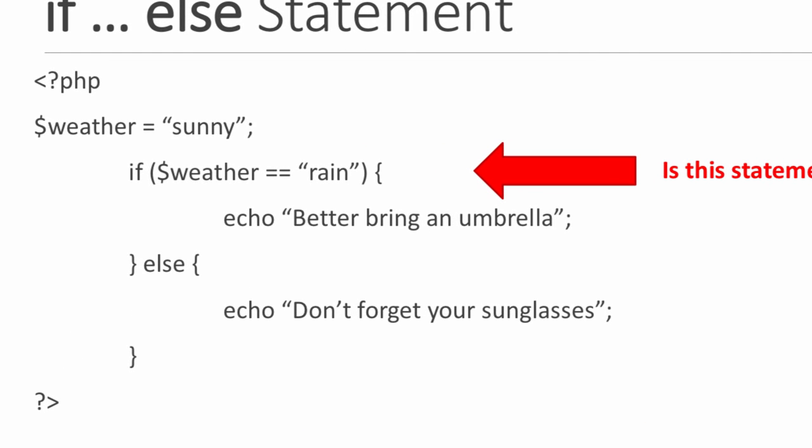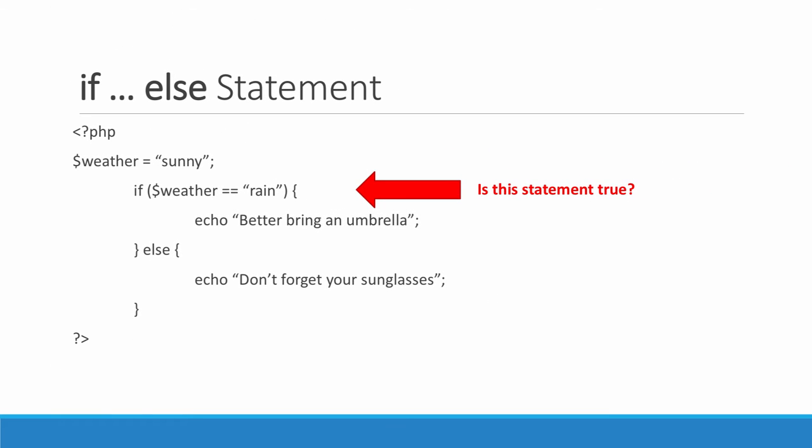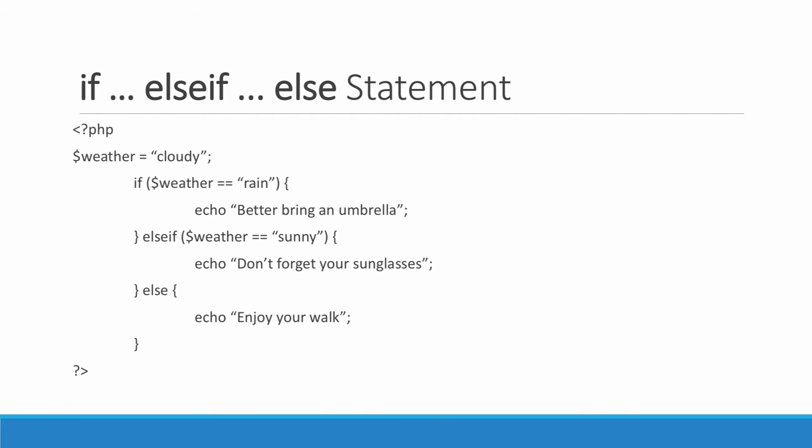To look at some of the syntax, we have the same thing as we would with our regular if statement, but now after that closing curly bracket of our if statement, we add the word else, and we open up another curly bracket, put in what we would do if this is a false statement, and then we close it with a curly bracket. So if you were to add this into your screen, depending on what you put in for the value of that variable, you're either going to see better bring an umbrella or don't forget your sunglasses.